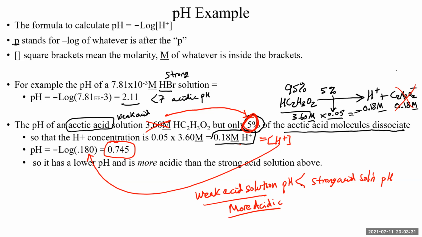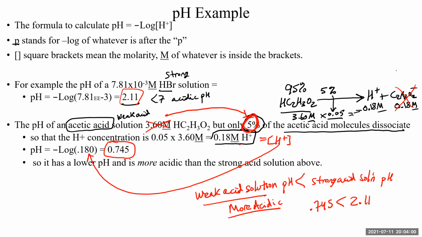Okay, so the weak acid solution was more acidic. It had a lower, wait, what? Yeah, had a lower pH. 0.745, oh, here it is. I was looking at the wrong number, sorry. 0.745 is less than 2.11. Lower pH, more acidic, because it had a greater concentration.